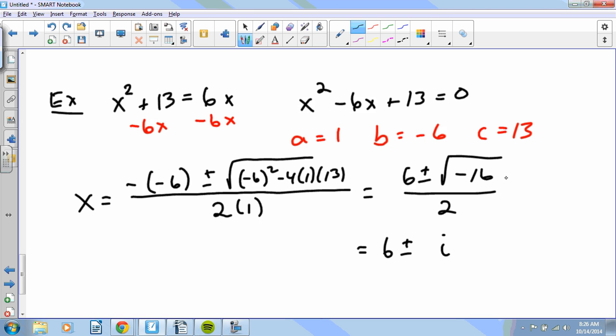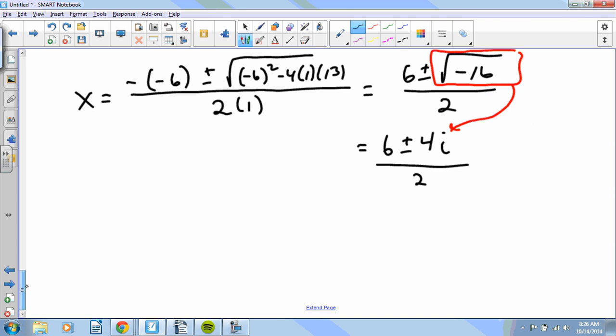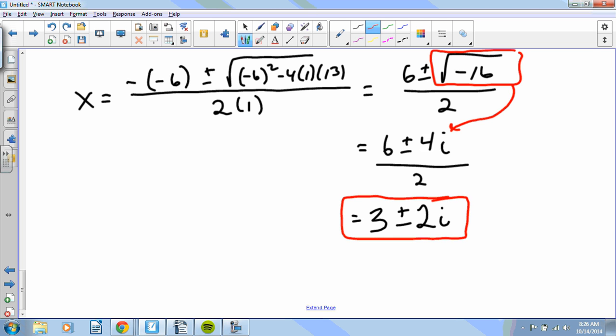But 16 is a perfect square. That's really nice. So the square root of 16 is 4. So the square root of negative 16 becomes 4i. That's all over 2. Now I can't add 6 and 4i and get 10i, so those have to remain separate. But as we saw before, both 6 and 4 are divisible by 2. So I can divide those and simplify this. So 6 divided by 2 is 3, plus or minus 4 divided by 2 is 2, and then we have i in the end. So there's our 2 imaginary solutions.